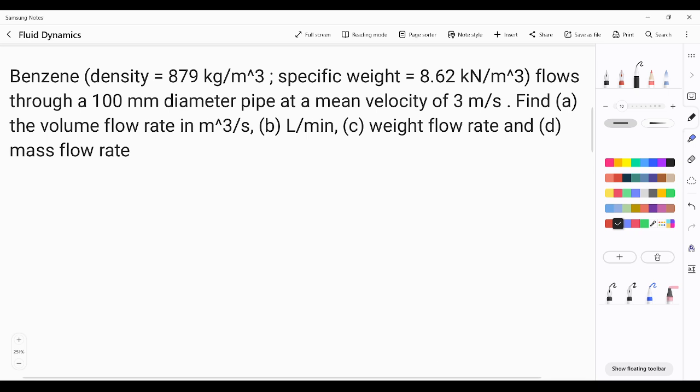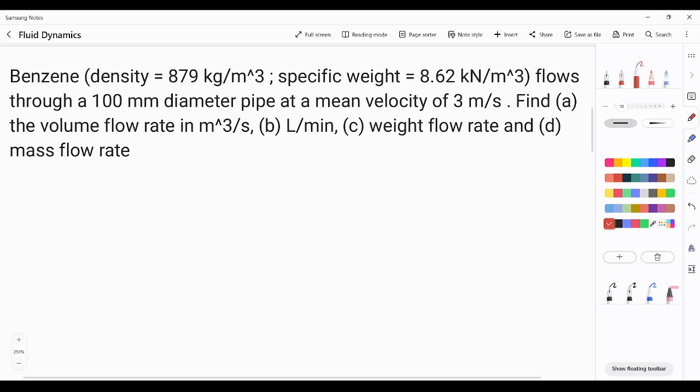Alright, we have another problem in fluid mechanics, particularly about fluid dynamics or the fundamentals of fluid flow. Let's read it. Benzene with a density of 879 kg per cubic meter and a specific weight of 8.62 kilonewtons per cubic meter flows through a 100 millimeters diameter pipe at a mean velocity of 3 meters per second. Find A, the volume flow rate in cubic meters per second, B, in liters per minute, C, the weight flow rate, and D, the mass flow rate.